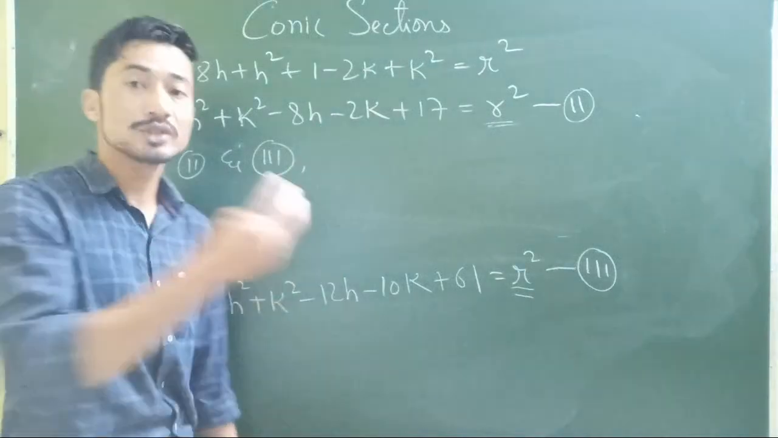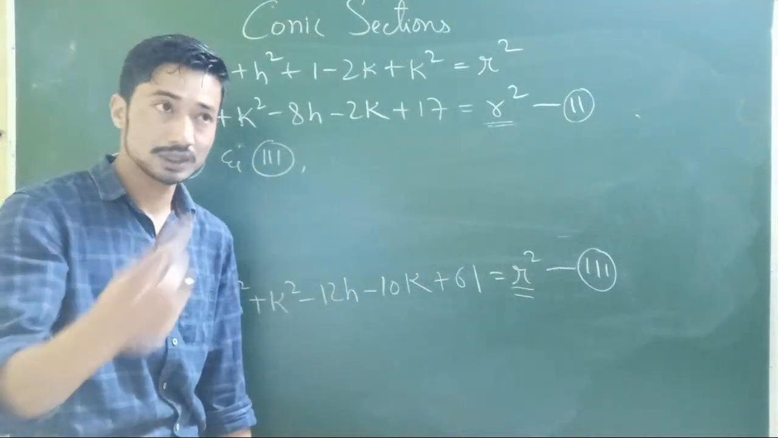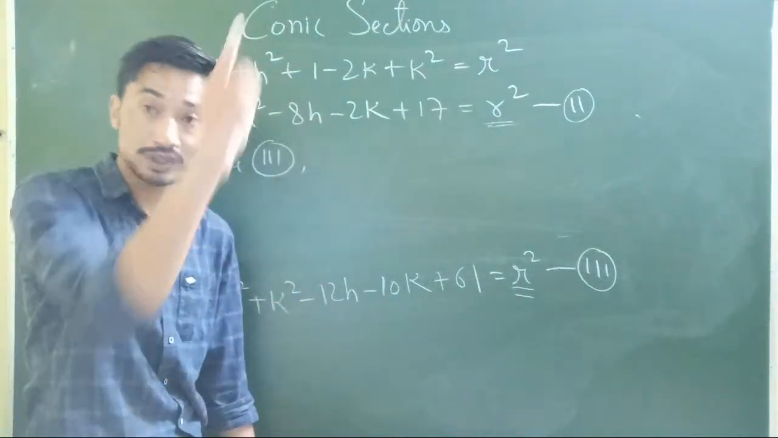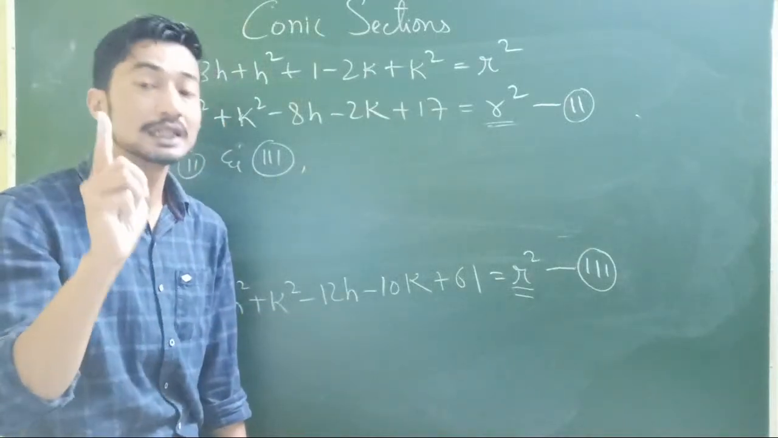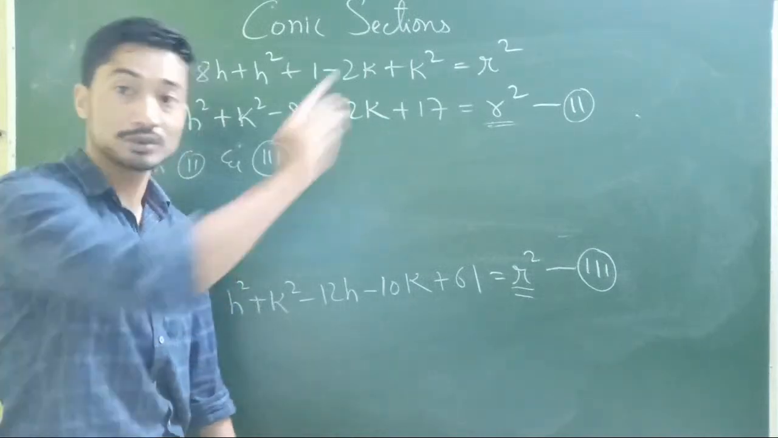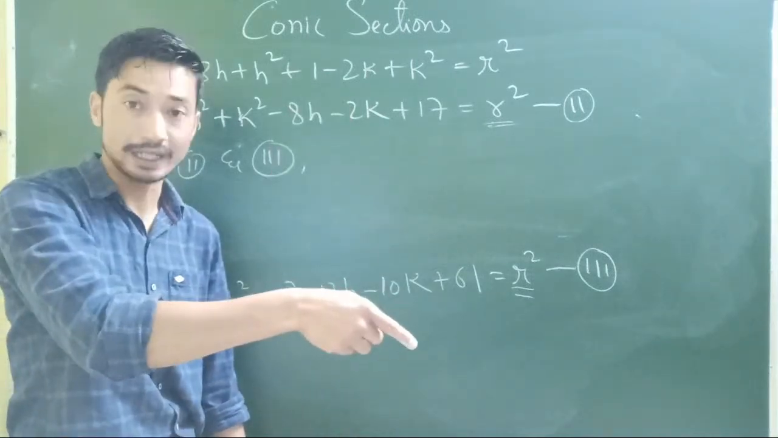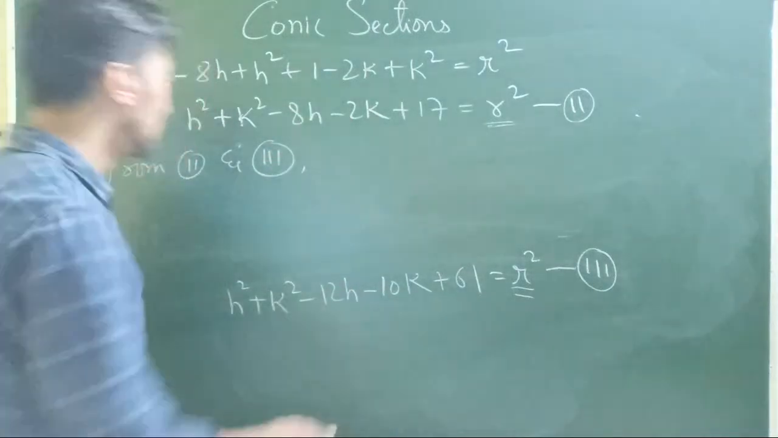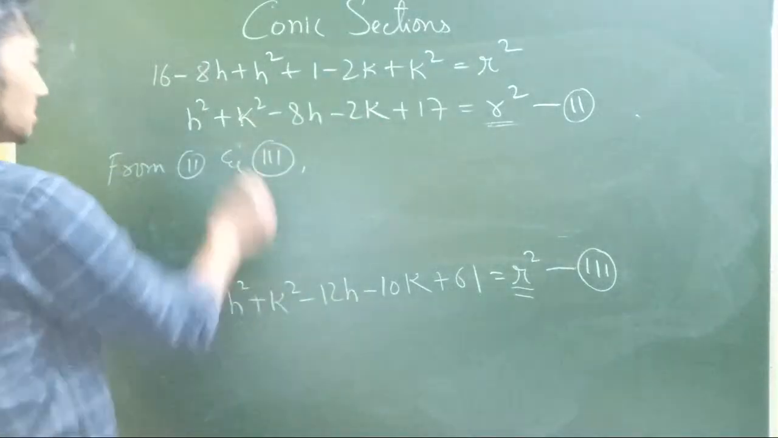We have already used up 2 of the conditions given in the question, that is the points through which the circle passes. We still haven't used the other condition, which states that the center lies on that particular line. Okay, so we will use that. But now, let's compare 2 and 3.